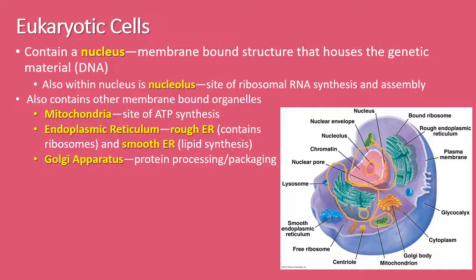The Golgi apparatus is here, this structure here, and the Golgi apparatus is basically the UPS of the cell for proteins. So as proteins are made either in the cytoplasm or the endoplasmic reticulum, they will travel to the Golgi body and get packaged and processed, and from there they'll get shipped to wherever they're supposed to be. So if it's a cell membrane protein, it'll go to the plasma membrane.